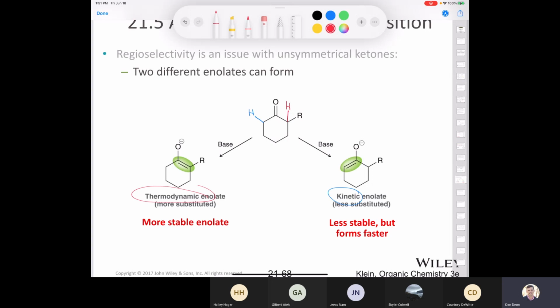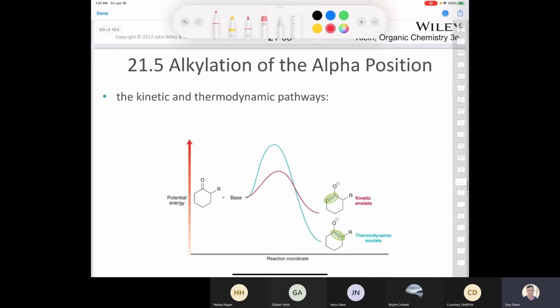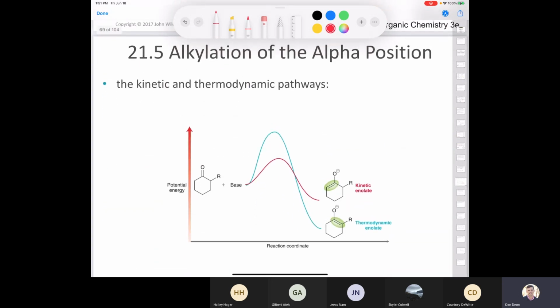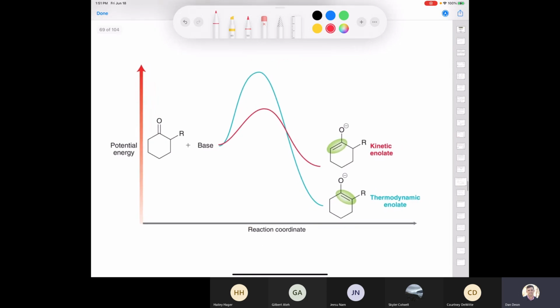Now, if we look at a comparison of the two pathways that result in the formation of those two enolates, you can see that the activation energy for the formation of the kinetic enolate is smaller, and therefore this reaction is going to take place faster, right? Here's our activation energy. So this one is going to occur faster. That's why we call it the kinetic enolate. But it's higher in potential energy. It's not as stable as the thermodynamic enolate.